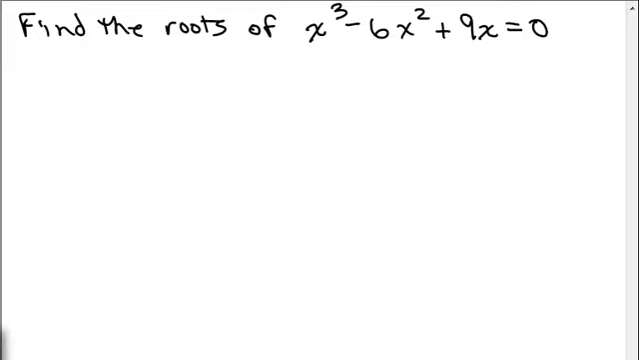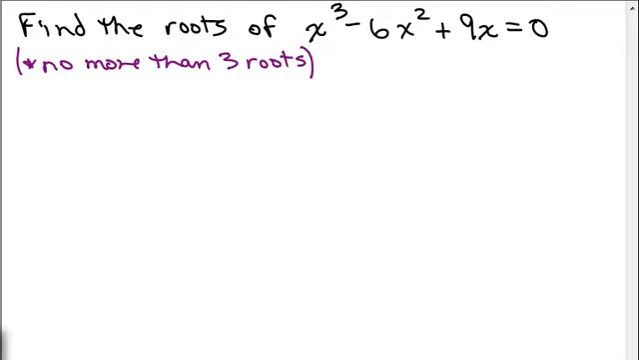All right, find the roots of x cubed minus 6x squared plus 9x equals 0. So this is an equation with one variable, and the highest degree, the highest exponent, is 3. So just keep in mind, there can't be more than 3 roots. Remember, a root is just a solution. We talked about that in our previous video. So we know we're not going to get 4 solutions or 5 solutions. We might get no solutions, 1 solution, 2 solutions, or 3 solutions.